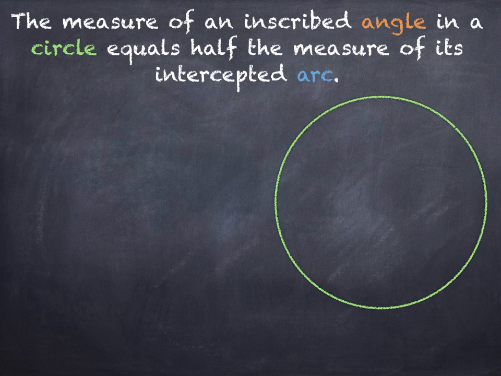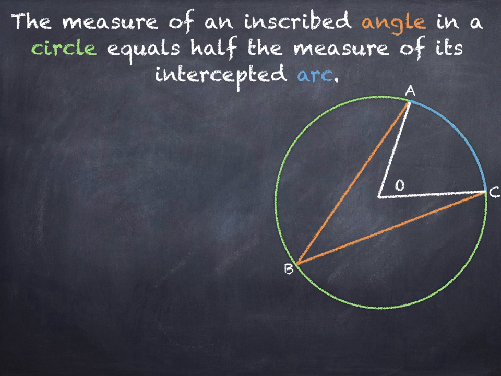So if we have a circle with an inscribed angle A, B, C, and the intercepted arc being arc AC, it should be pointed out that O is going to be the center of our circle. So we'll draw angle AOC, where O is the center of our circle, and note that angle AOC is equal in degrees as arc AC. Let's draw our line from O to B and focus on triangle AOB.